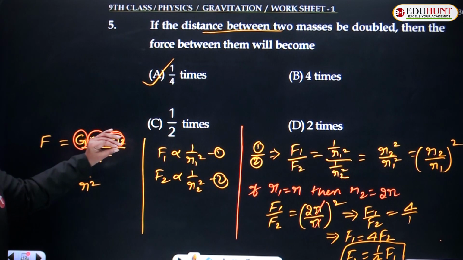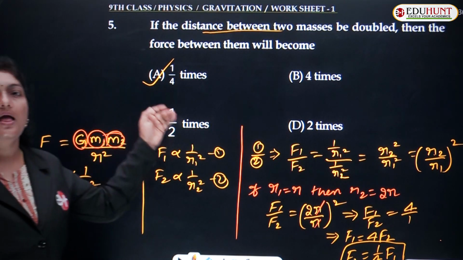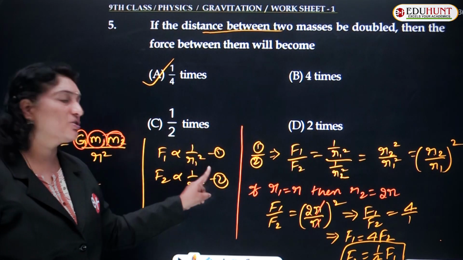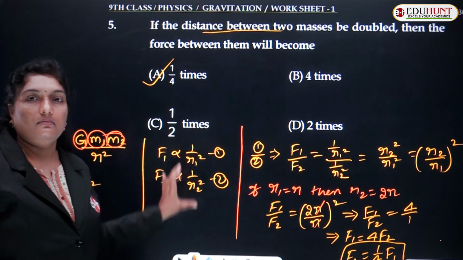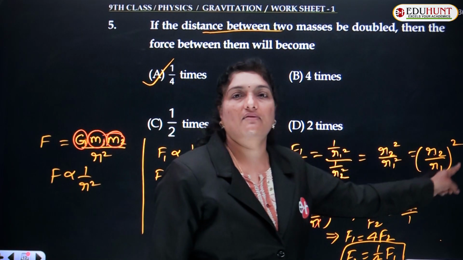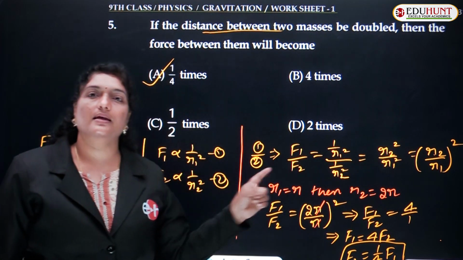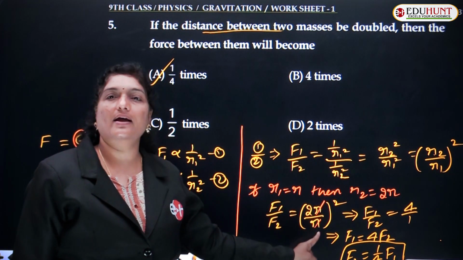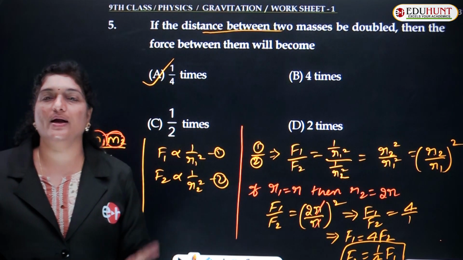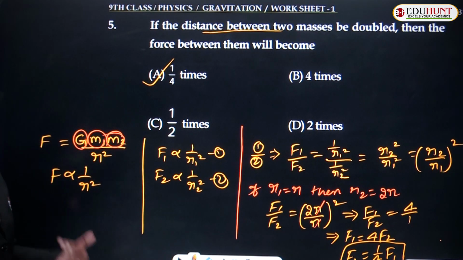The formula is F equals G M1 M2 by R square. G, M1 and M2 are kept constant, so F is inversely proportional to R square. Comparing the two cases, F1 is proportional to 1 by R1 square and F2 is proportional to 1 by R2 square. Dividing equation 1 by 2 gives R2 upon R1 whole square. But R2 is taken as 2R if R1 is R. Simplifying, 2 by 1 whole square is 4 upon 1. Cross multiplying, you get the value of F2 as 1 by 4 times F1. So it becomes 1 by 4 times the previous value.